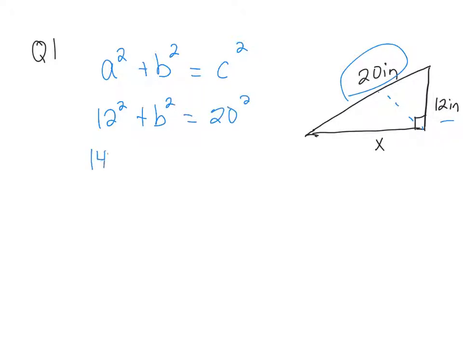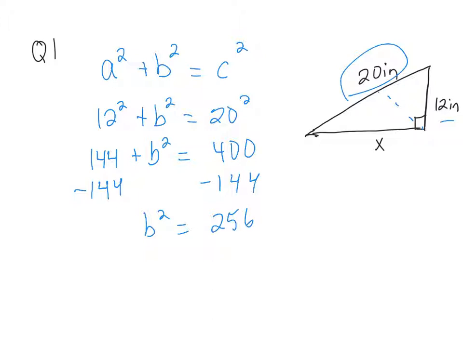12 times 12 is 144 plus b squared, which we don't know yet. 20 times 20 is 400. In order to solve for b, we have to get rid of 144, so I'm going to subtract it. That's doing the opposite. b squared equals 256. We don't want to know what b squared is, so to get rid of b squared, we're going to have to take the square root.